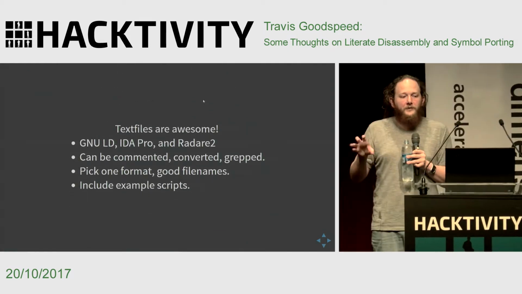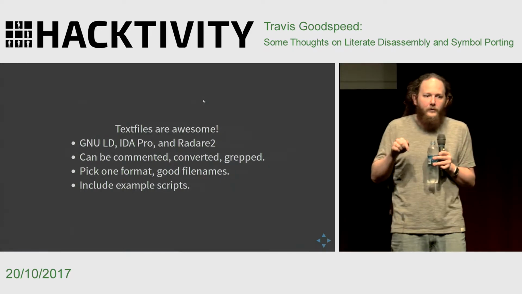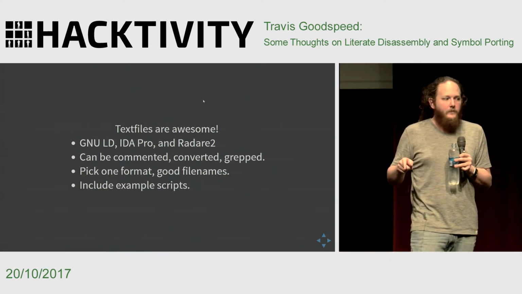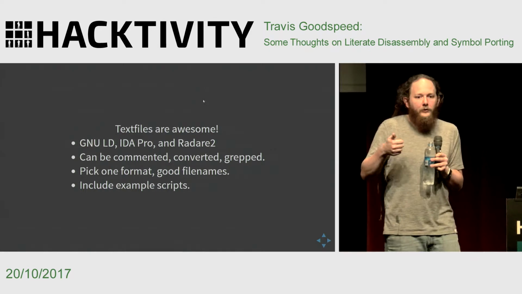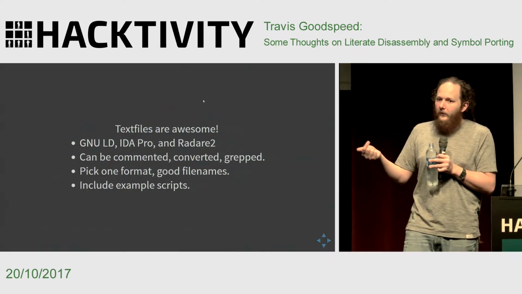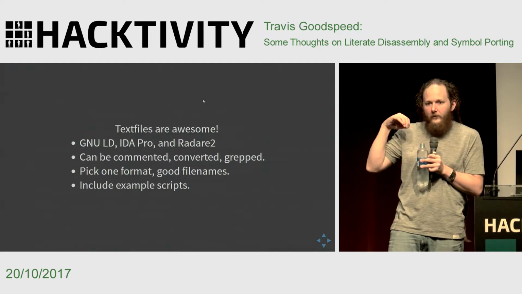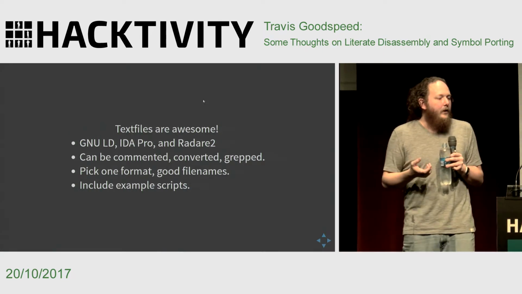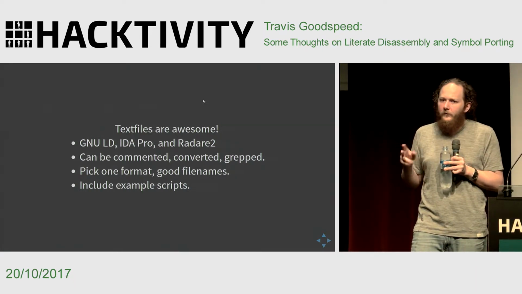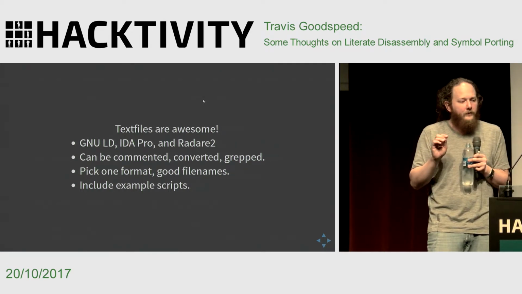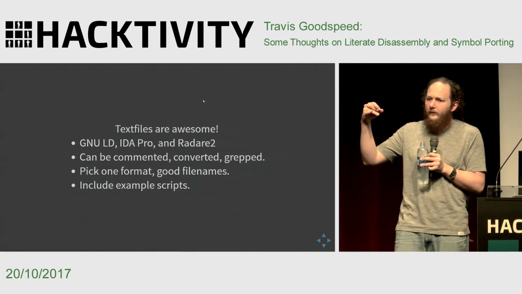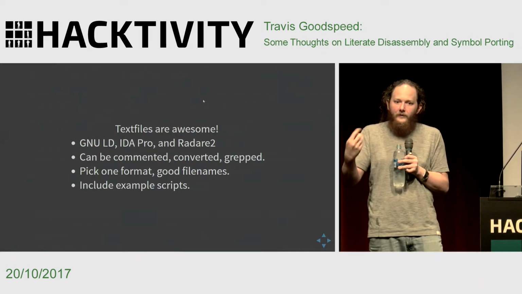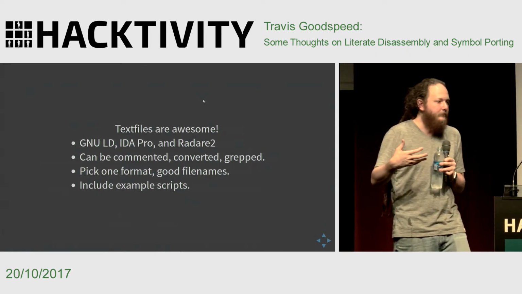Now, the best thing about text files is that they're already supported by all of the major reverse engineering tools, and you can convert them by shell script. GNU-LD is nice because it can be directly used by the linker. So as you're patching code, you can automatically throw all of those symbols in and then call the function as if it were a regular function. IDA Pro and Radare2 have their own formats. What I particularly like about Radare2's is that, because they're the same as the command line, you can just paste them into an active session and then immediately have those symbols available.